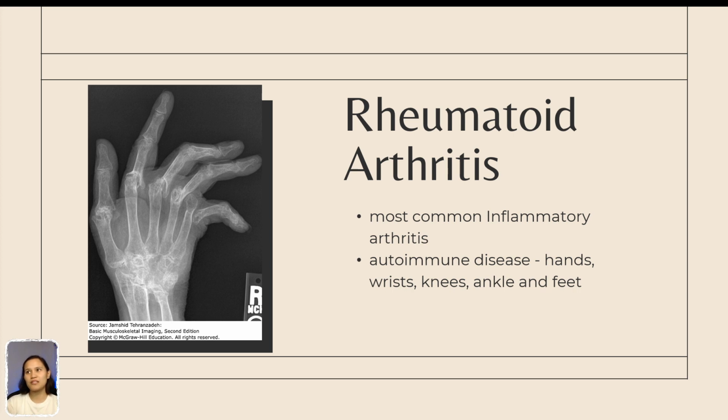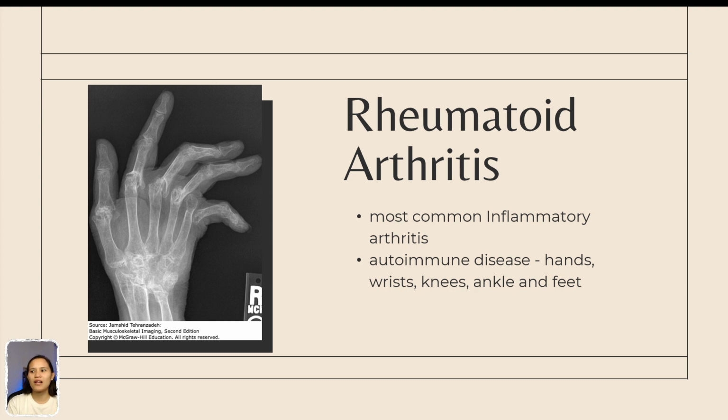So, for example, as you can see in this video, in this hand there is an effect on the joints of the fingers. It's because there are deformities and bony erosions in the joints of the fingers and on the wrist, which is why the most commonly affected areas are the hands, wrists, knees, ankles, and feet, no? Now, when we compare RA versus OA, OA is more localized.